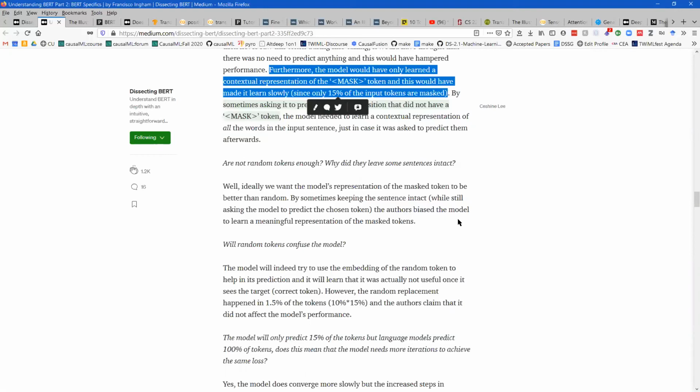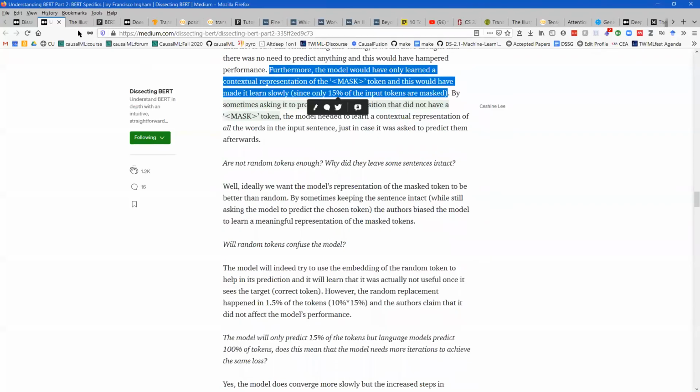Yeah, that's a good point. So Yuri, you think that giving it the wrong word 10% of the time is a regularization method, like a regularization add-on? Yeah, I think that sounds right. Okay.